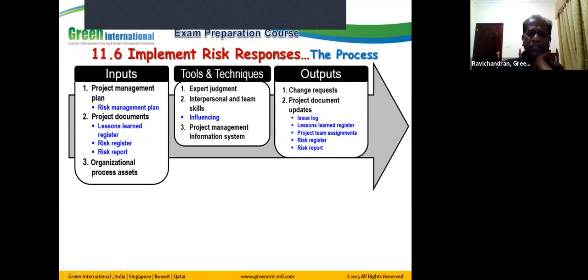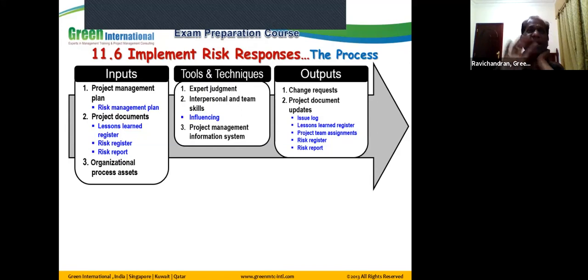Look at the techniques, again: expert judgment, interpersonal and team skills, influencing, and the project management information system, our monitoring of the project work. From the monitoring of the project work, we can see whether risk is increasing, decreasing, various happenings of the project, all can be used as a tool for determining whether risk is increasing, a new risk is being created in the project, or a secondary risk is happening there. All can be seen through this technique.